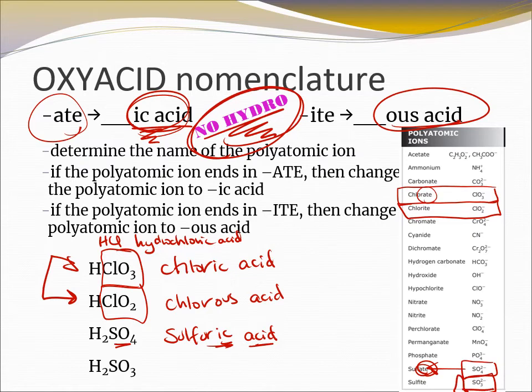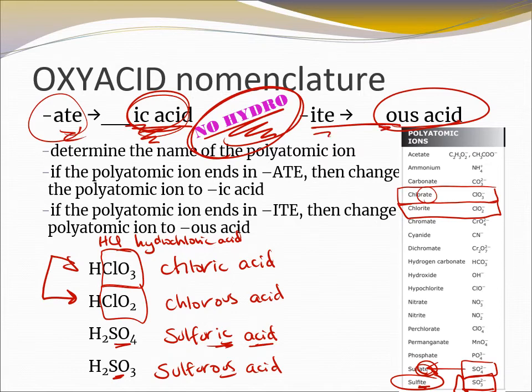SO3 is right under it. SO3 is sulfite. Ite turns into us. So this is going to become not sulfite, but sulfurous acid because ite turns into us. Ate turns into ic, and ite turns into us.